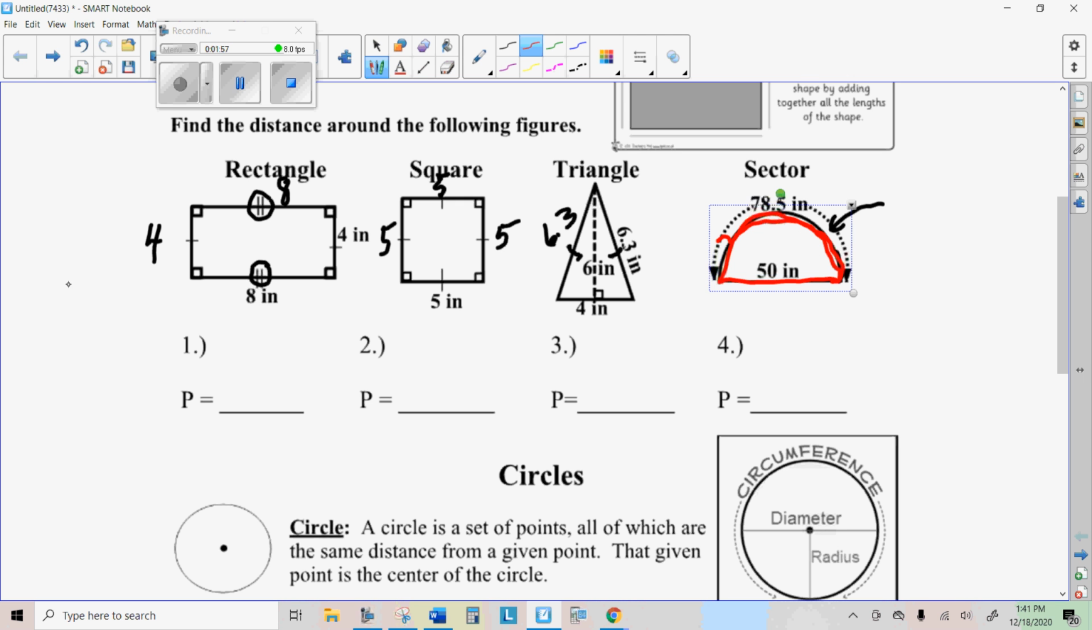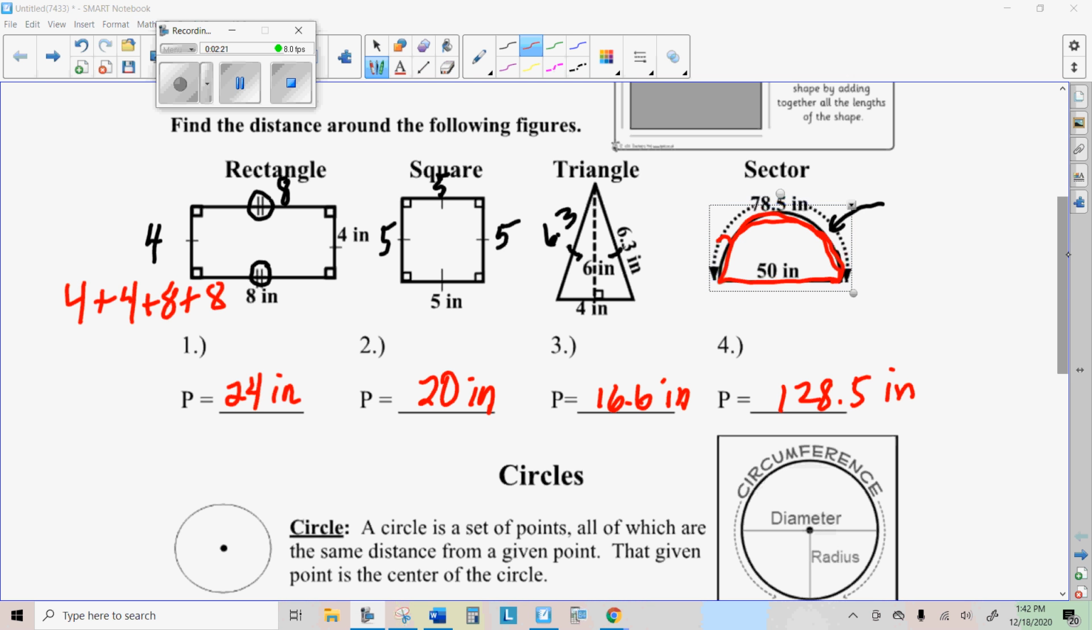So on this first one, we're going to add the 4 twice, and then add the 8, and that gives us 16 plus 8 is 24. Now, a perimeter is a straight line distance, so we would just say inches. Okay, go ahead and do the rest of them. Add all the sides and see if you get them right.